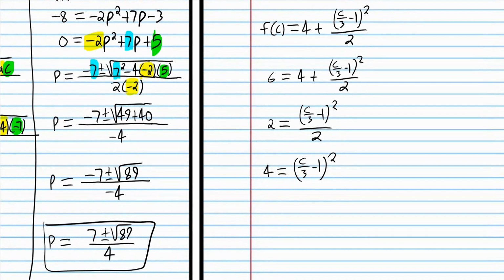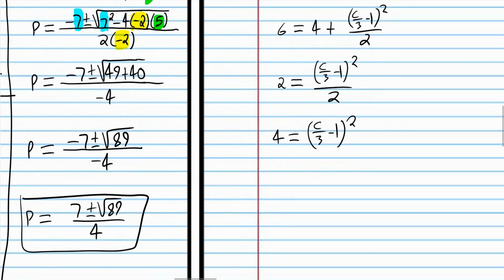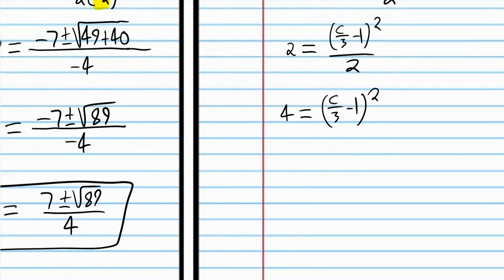And at that point, I'm going to square root both sides of the equation, because we can't get to the c unless we square root. Now, you don't have to show the square rooting if you don't want to. I'm just going to show this so you can see what's happening.